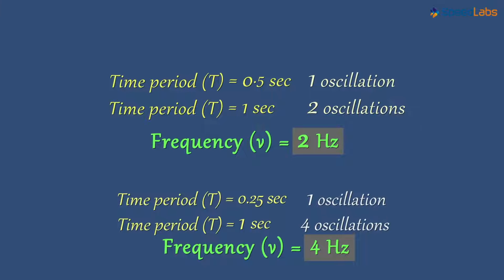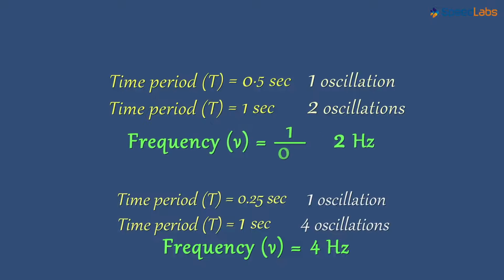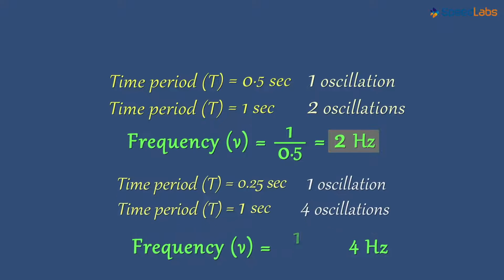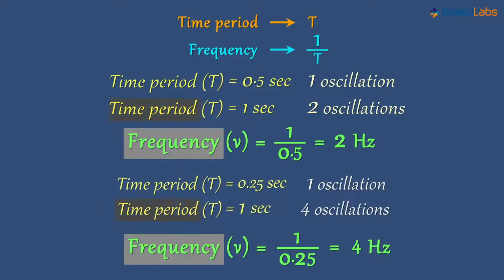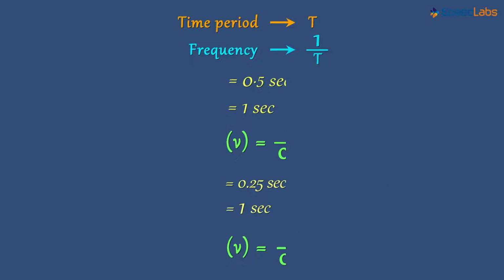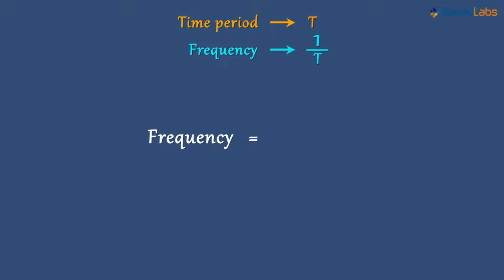If you see, we are simply taking the reciprocal of time period to get the frequency. In the first example, 1 over 0.5 will give us 2. In the second example, 1 over 0.25 will give us 4. So if the time required for one oscillation is t, then the frequency will be 1 over t. That's the relation between frequency and the time period of a sound wave. Frequency is equal to the reciprocal of time period.